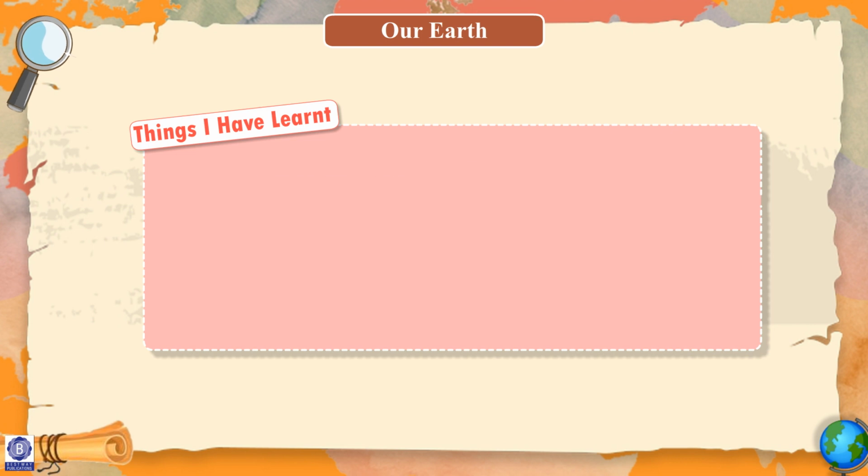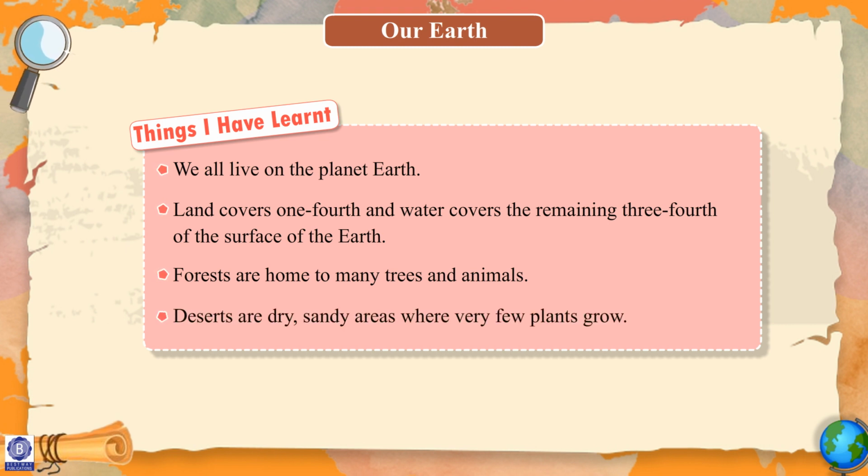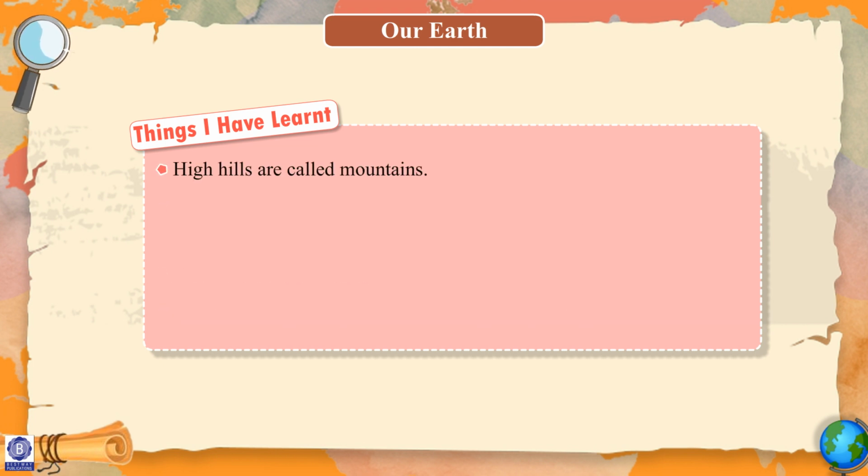Things I have learned. We all live on the planet Earth. Land covers 1/4 and water covers the remaining 3/4 of the surface of the earth. Forests are home to many trees and animals. Deserts are dry, sandy areas where very few plants grow. High hills are called mountains. Oceans are the largest bodies of water.